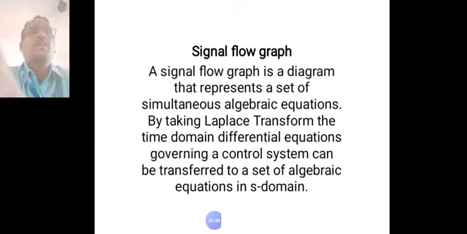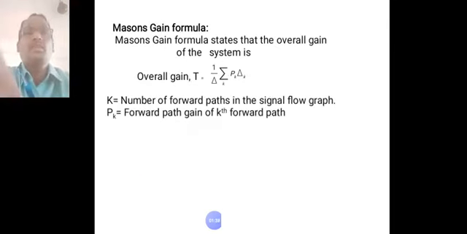Okay, we go directly to the formula that is used to find the transfer function of the system. The transfer function of the system can be obtained by using Mason's gain formula. This formula is given by T equal to 1 by del, sigma k, Pk into del k. Here k is the number of forward paths in the signal flow graph. Pk means forward path gain of the kth forward path. We can understand what Pk and k are by solving the problem.